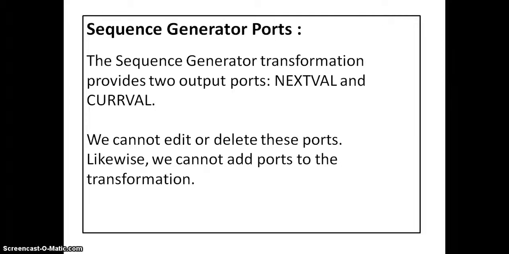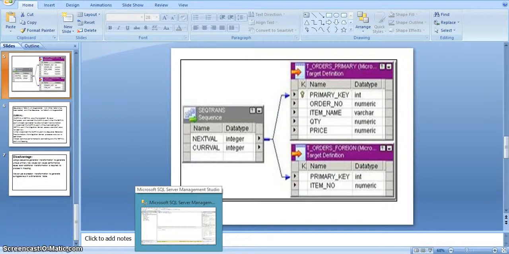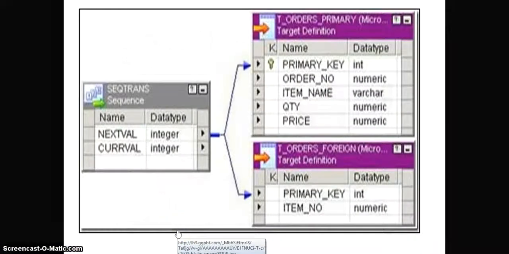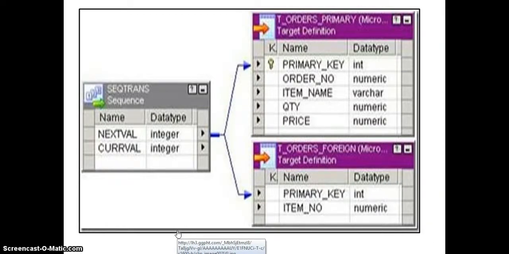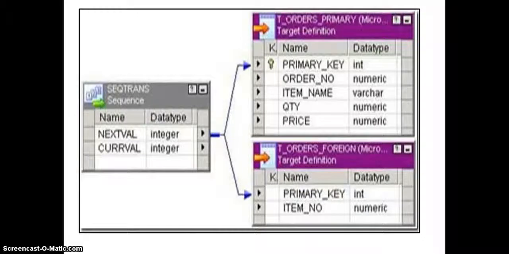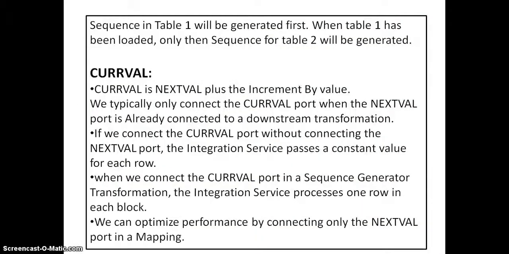Here for this transformation we have two ports. One is the next value port and the other is the current value port, and we cannot edit or delete these ports. Likewise, we cannot add ports to this transformation. Here is the image. In this image I am connecting the next value port to two target transformations. In this, table 1 will be generated first, meaning the sequence values will be generated for the first target transformation, and then the sequence will be generated for the other target transformation.